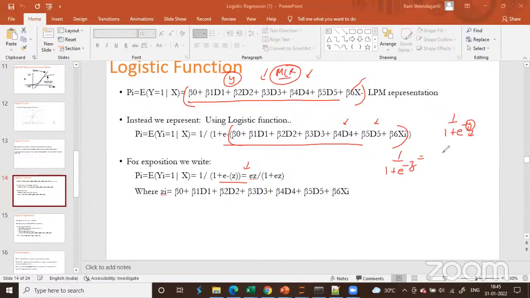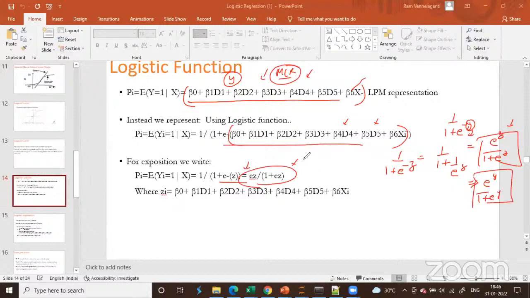This I can write as 1 by 1 plus 1 by e power z, so e power z by 1 plus e power z. It is very similar to e power y by 1 plus e power y. This is what they are also getting. This is what we have also got, where y is nothing but our entire linear predictive model equation. So same thing even we have also got.